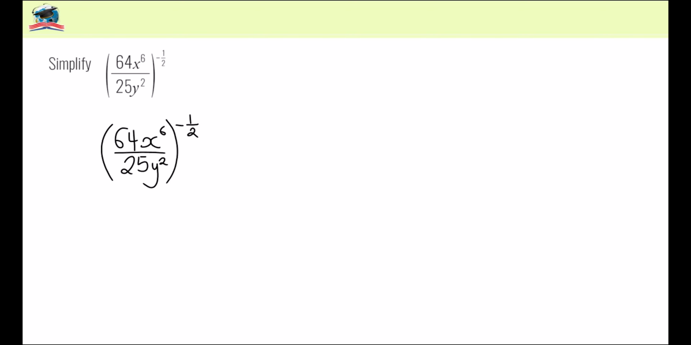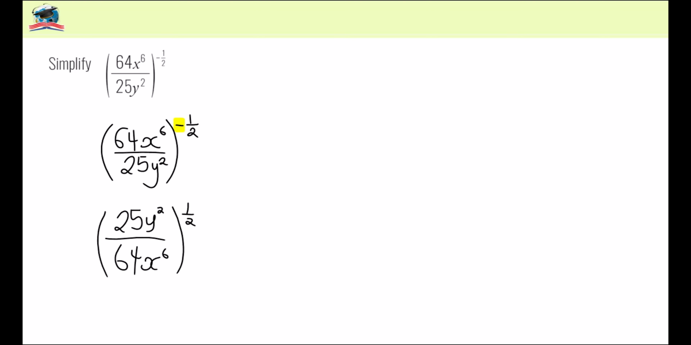Now, the first thing we deal with is the negative there. We need to remove it. So let's deal with that. To remove the negative, we're going to go for the reciprocal. We're going to bring the 25 to the top, and then we're going to bring the 64 to the bottom. So with the 25, you have y to the power of 2, and with the 64, you have x to the power of 6. So you have your open bracket, your close bracket, and then your half. Now the negative is gone. So that's the first step.